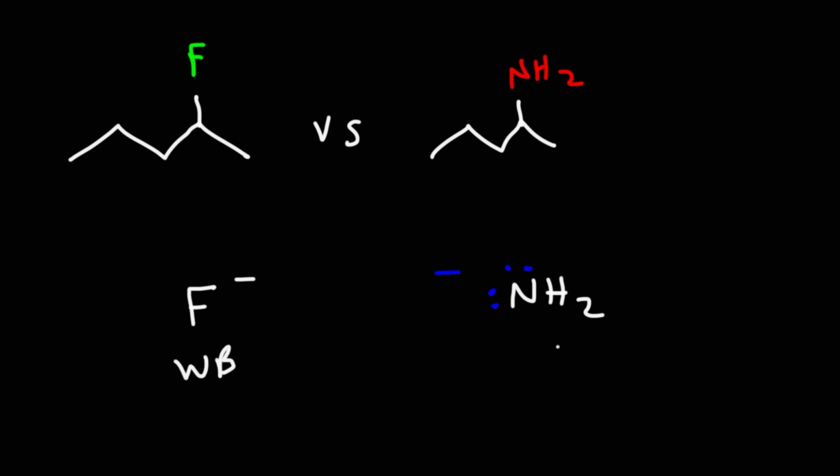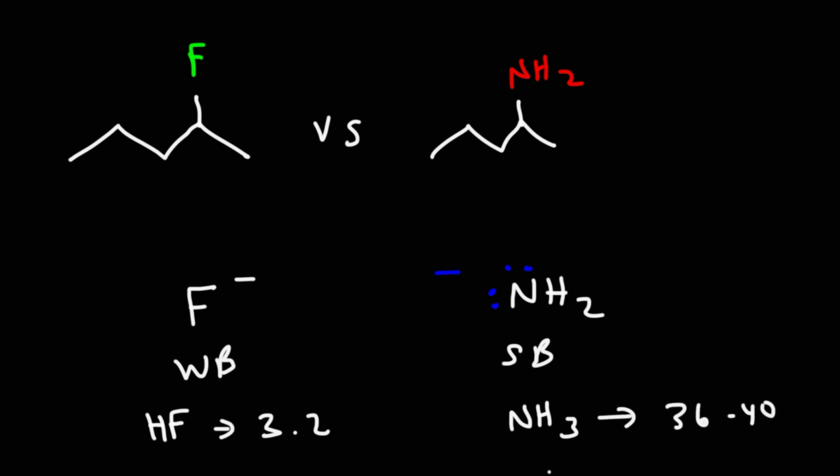Fluoride is a weaker base than the amide ion. That's a strong base. And you can look at the pKa values. The pKa for HF is around 3.2. The pKa for the conjugate acid of NH2-, which is ammonia, is around 36 to 40. So NH3 is the weaker acid, HF is the stronger acid, which means F- is the weaker conjugate base, NH2- is the stronger conjugate base. So the good leaving group is going to be the weaker base. So fluoride is a better leaving group than NH2-.